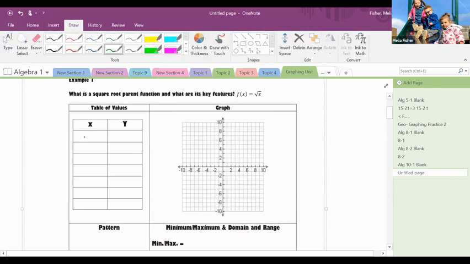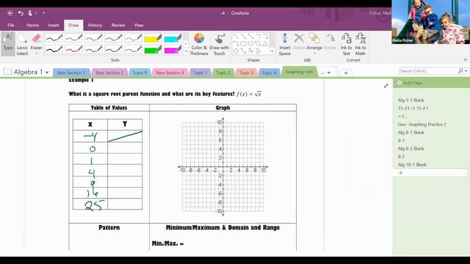We plugged in -4, we decided that that doesn't work, right? And then we plugged in 0, 1, 4, 9, 16, and 25. Any reason why you think I picked those numbers? Braden? So they all can be square root. Yeah, they're all perfect squares, and I wanted easy stuff to look at, right?